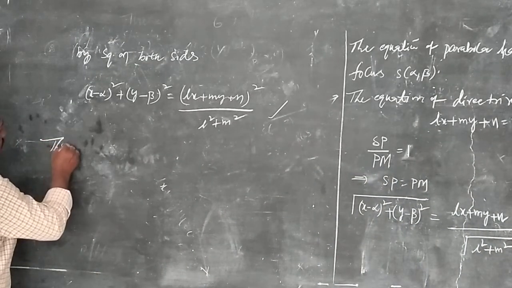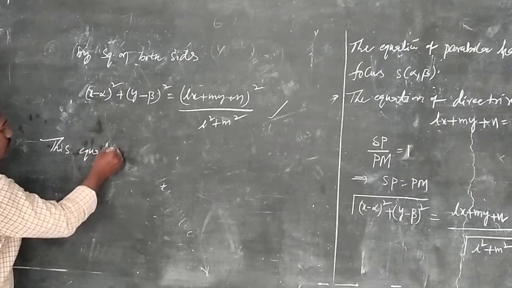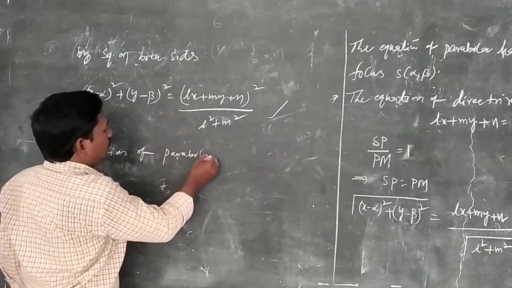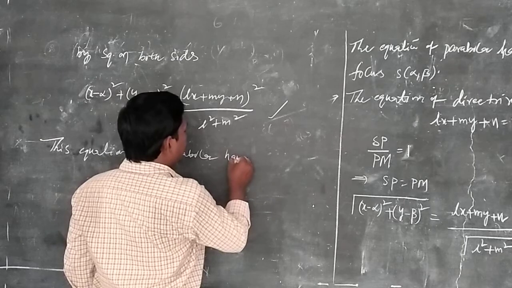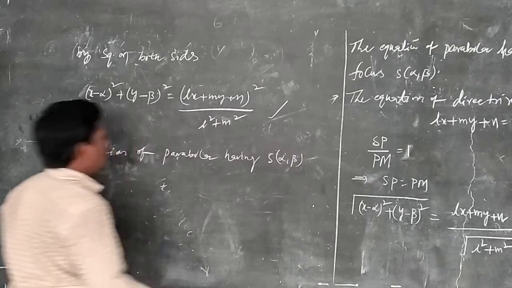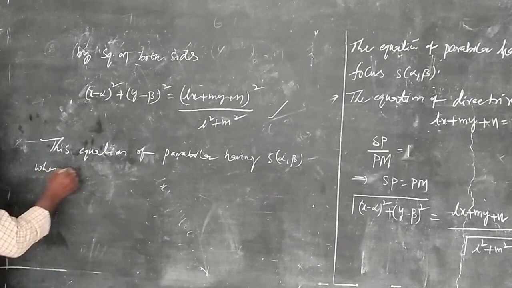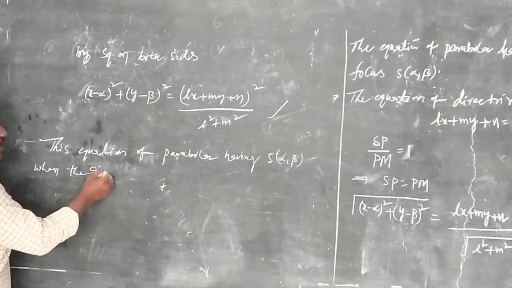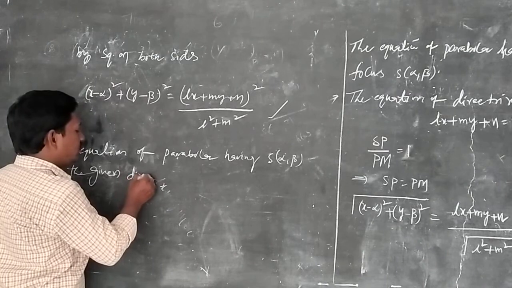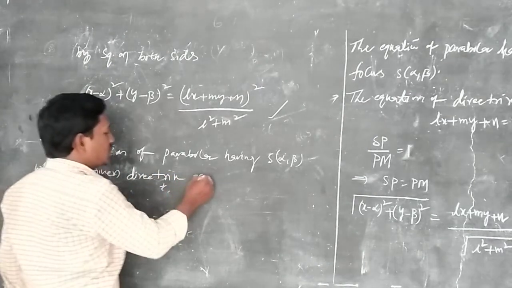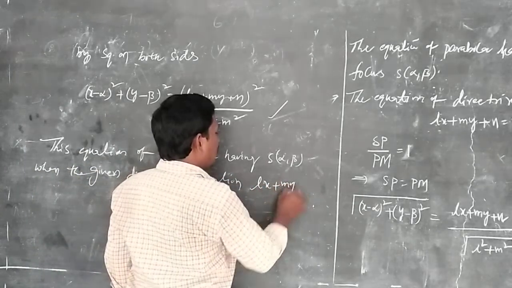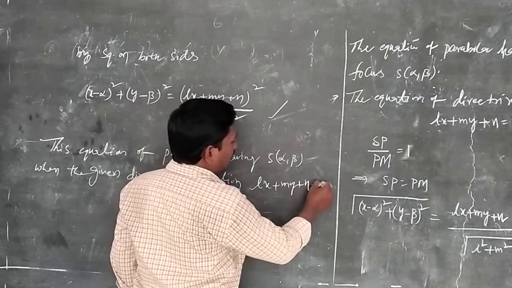This is the equation of the parabola having S(alpha, beta) when the given directrix equation is Lx plus My plus N or C equal to 0.